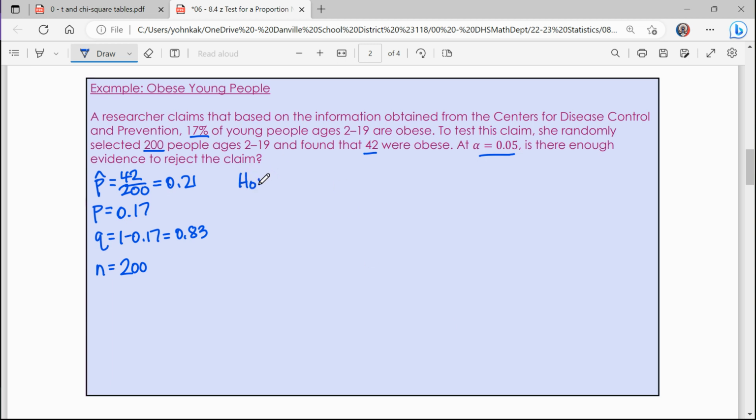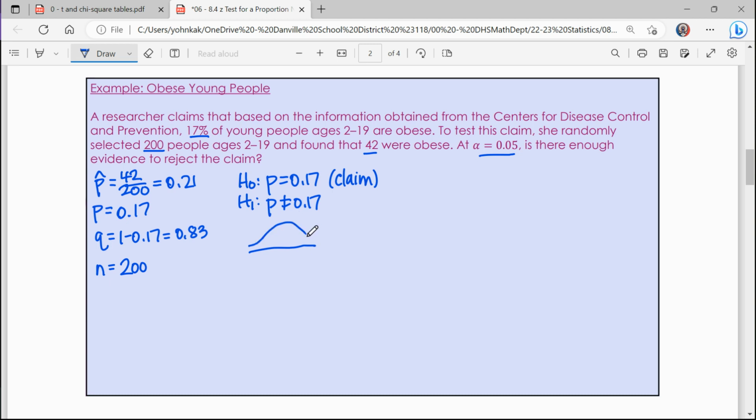Now we can do our hypotheses. Our null hypothesis goes with our p. So p is equal to 0.17. That is our claim. Our alternative hypothesis, it doesn't say greater than or less than, so we're going to assume not equal to 0.17.